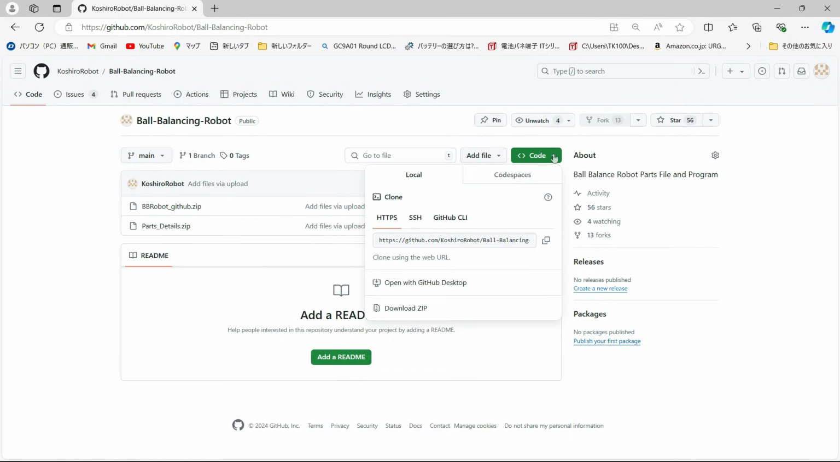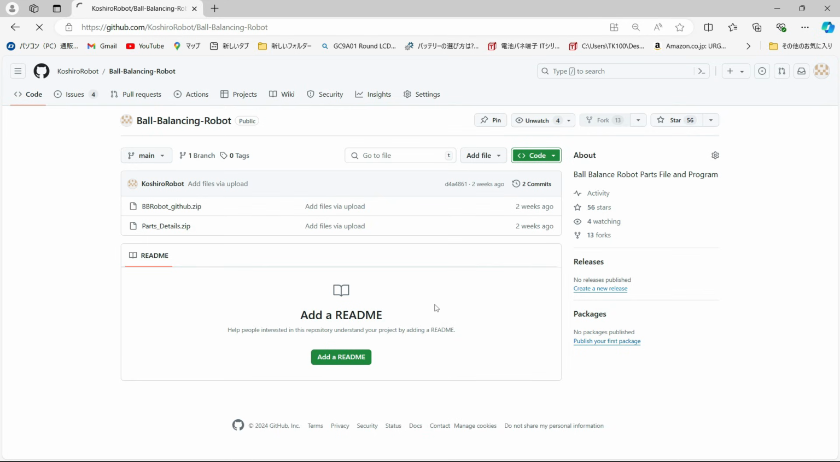You can download the 3D model data of the robot and the code with the inverse kinematics already programmed from GitHub. If you are interested, please give it a try.